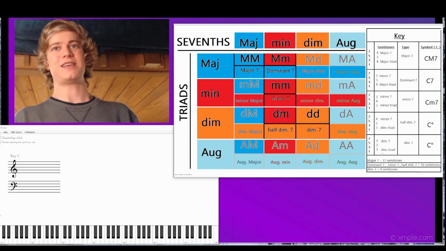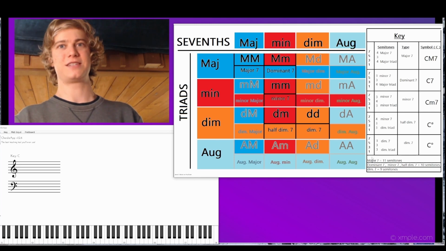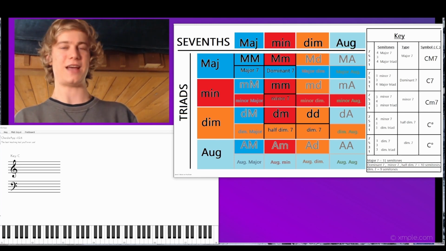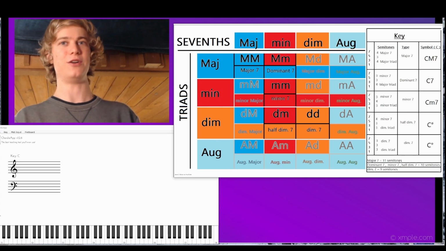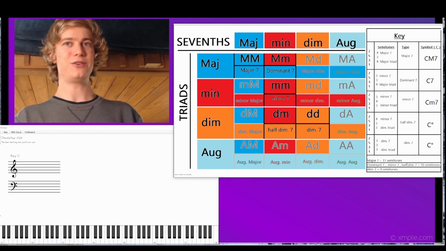So the last thing I'll say is that in this key you can see that I summarize the fact that if you have a major 7 all added together, you have 11 semitones in all, while your dominant 7th, minor 7th, and your half diminished 7th have 10 semitones.